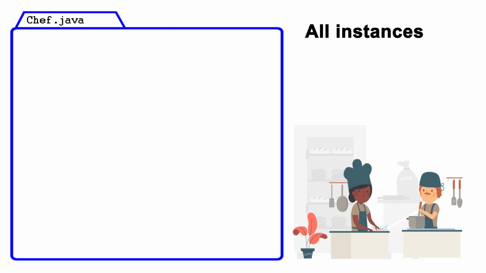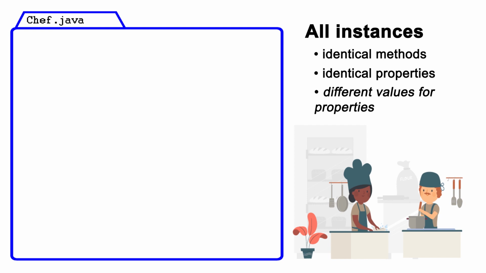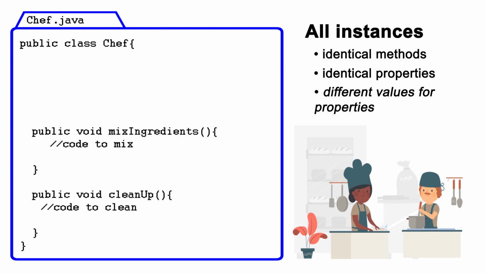Remember that all instances of chef will have the identical methods and the same properties, but each instance can have its own particular values for those properties. In the beginning of the file, we declare that we want to write a class called chef. Remember that we code capabilities as methods. Let's say we want any chef instance to be able to mix ingredients and clean up when they're done working. We could write two methods that looked like this.